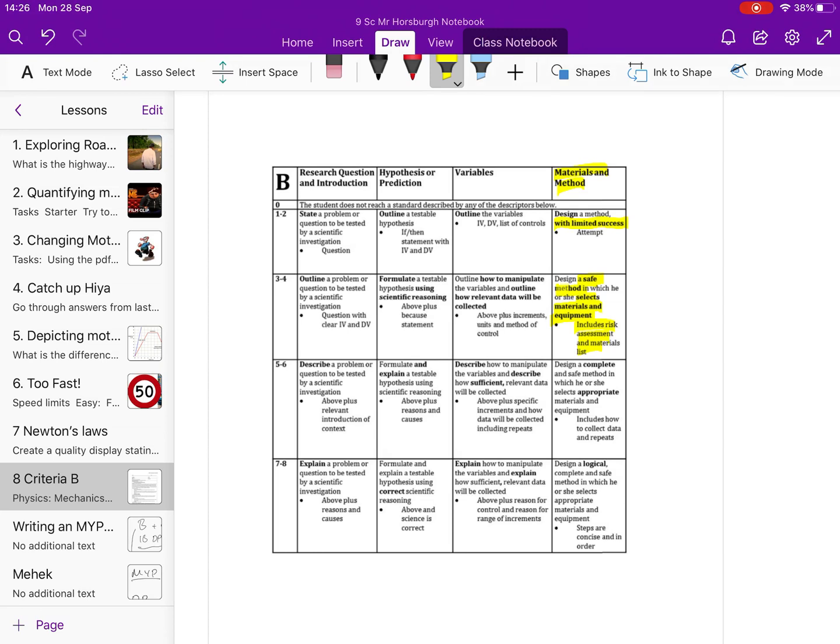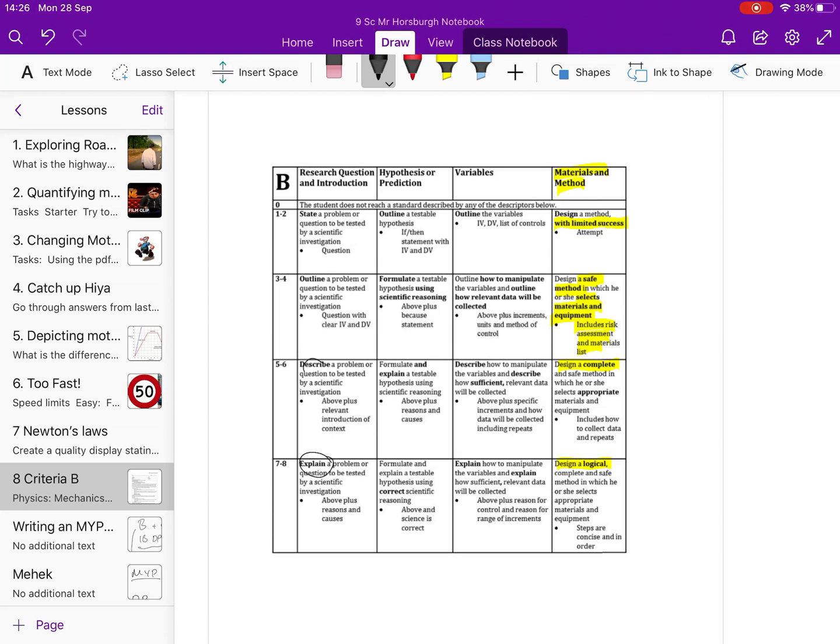So this was just a safe method. This one is now a complete method, and this one is a logical method. So it's all about how good your steps are, how easy they are to follow.